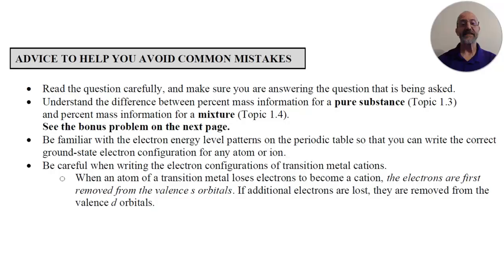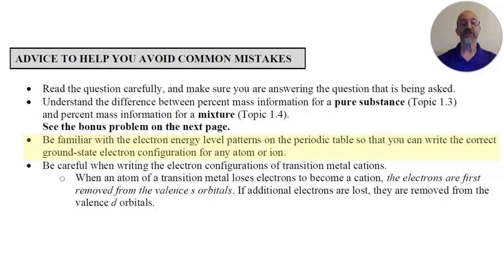Now, my first piece of advice is something I had mentioned in the last episode of AP Chemistry Review and Practice, and that is read the question carefully and make sure you are answering the question that is being asked. My next piece of advice is to understand the difference between percent mass information for a pure substance, which is topic 1.3, and percent mass information for a mixture, which is topic 1.4. So see the bonus problem on the next page, and I'll go over that example in a little bit.